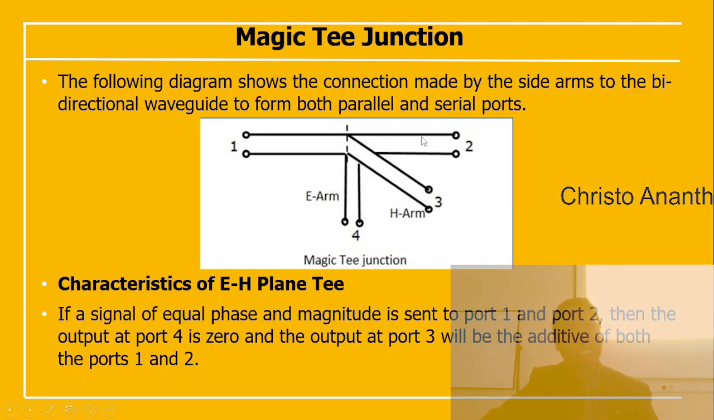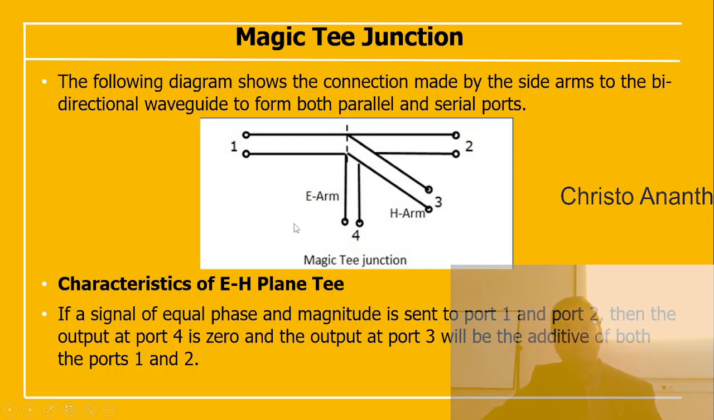So we'll have the connection diagram. That is made by adding the side arms to the bidirectional waveguide in order to form both the parallel as well as the series ports. So 1 and 2 are the collinear arms, 3 the sum port or H arm, 4 the difference port or E arm. So this is the magic T junction.